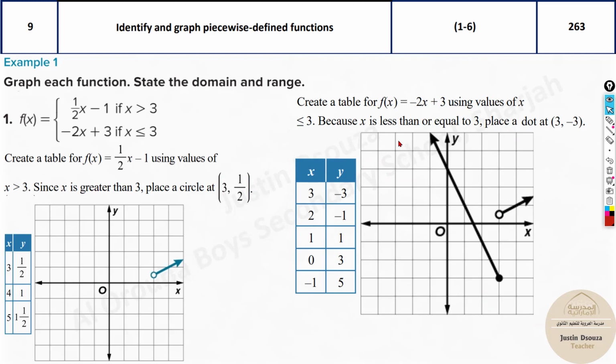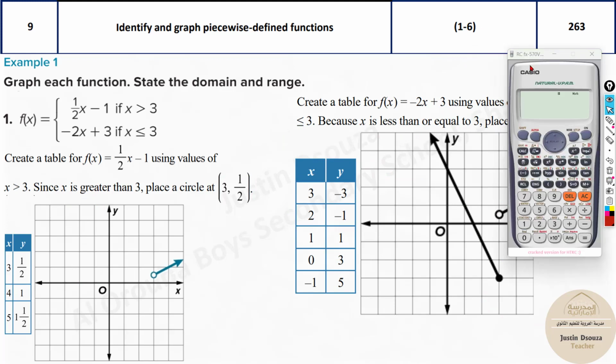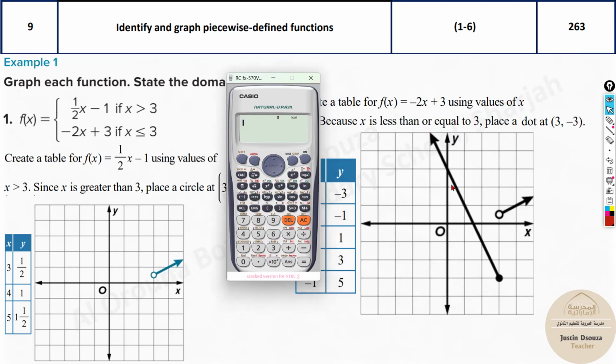So you will have 4 options of graph, isn't it? Now take out your calculators. Here you need to just select any point. Say I'm selecting 1. Now 1 is less than 3, so use this equation and substitute 1 instead of x. So it's minus 2 into 1 plus 3. What is the value? y is also 1. At x equals 1, y is 1.